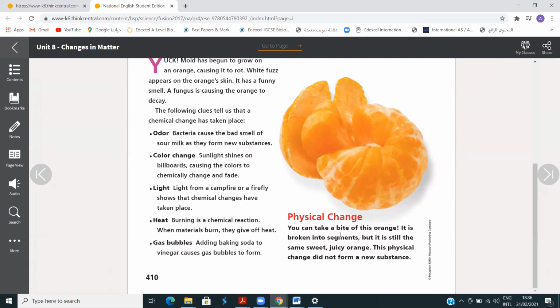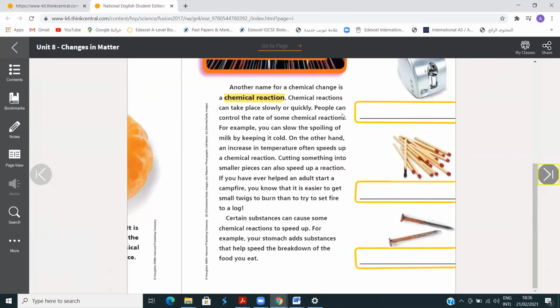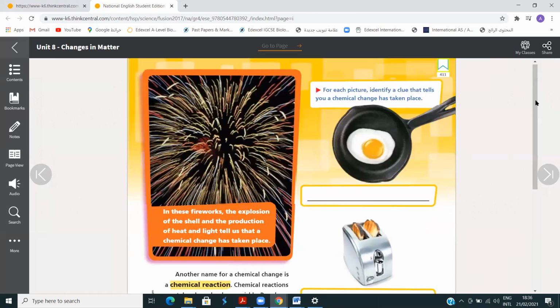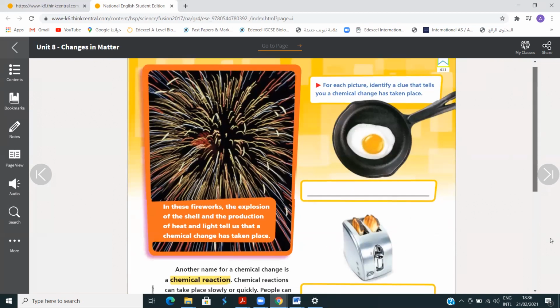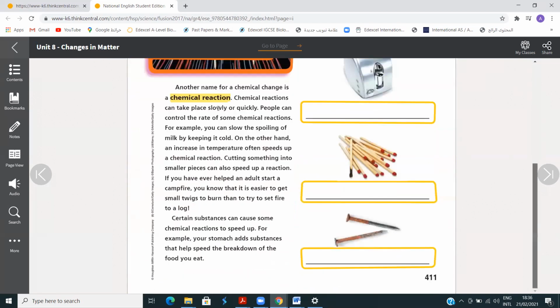But if you take a bit of this orange, that is just a physical change. In this picture, my students, we want to talk about the chemical reaction. What is a chemical reaction? A chemical reaction takes place maybe slowly or quickly. Slowly, like in the last image, rust. Rust happens slowly because of the reaction between the air and the substance.